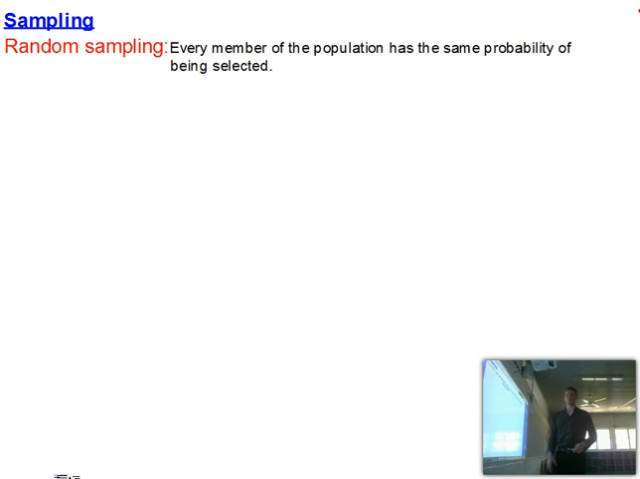Alright, so let's look at ways in which we can form samples. We've got random sampling. Every member of the population has the same probability of being selected. That's the usual way of doing it, and random sampling can be done in a way that doesn't favor a particular outcome. All possibilities have to be equally likely. So a CAS calculator can produce a set of random numbers. For instance, we need a random number generator. That's the best way of getting a random sample.